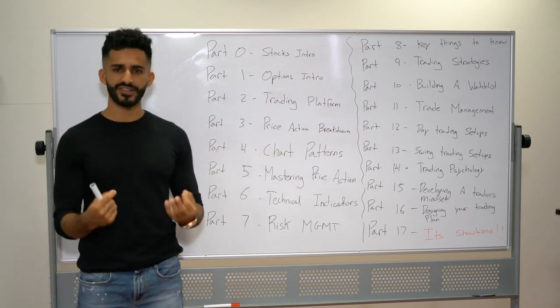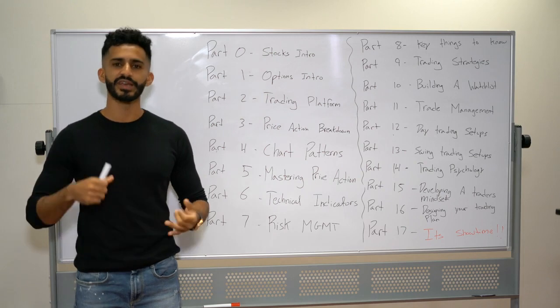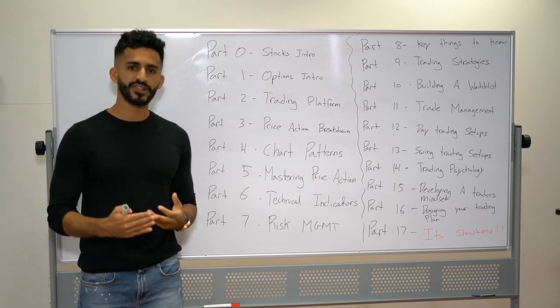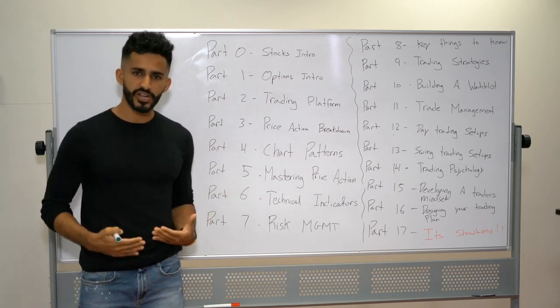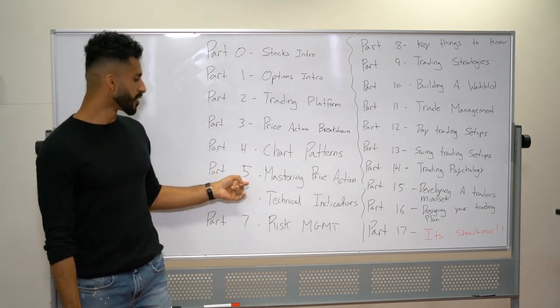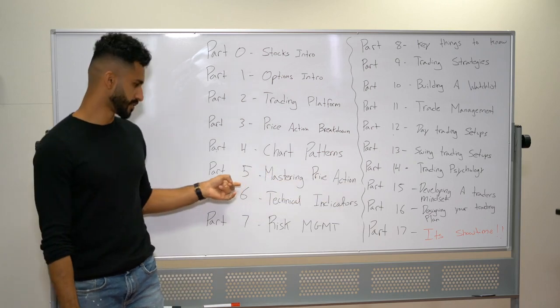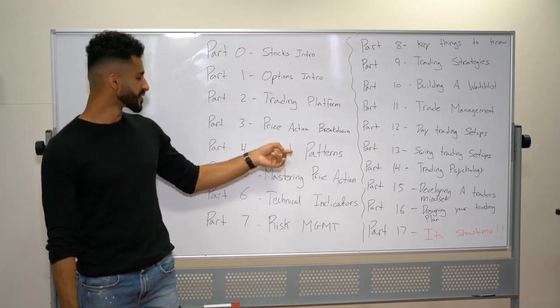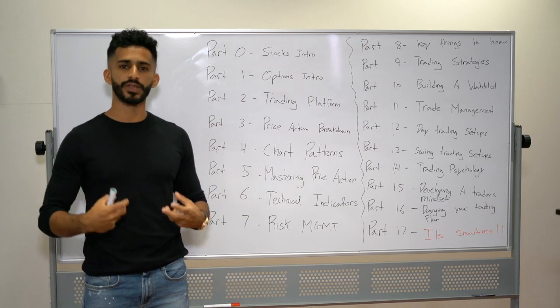Part 3 covers price action, such as support and resistance, gaps, finding supply and demand areas, the direction of the move. Then we jump into chart patterns. Then we have part 5, which is mastering price action, right? This focuses on parts 4 and 3 and digs down a little bit deeper.